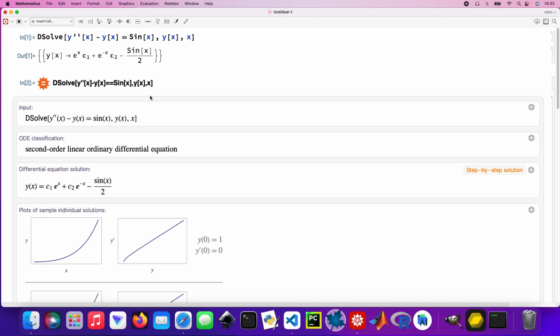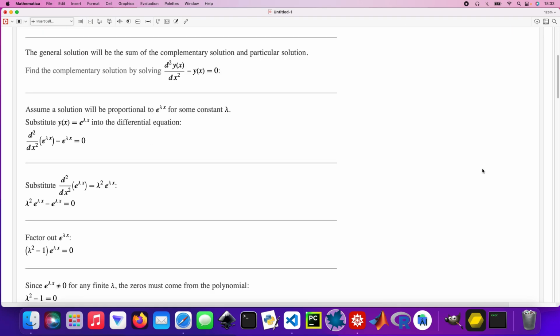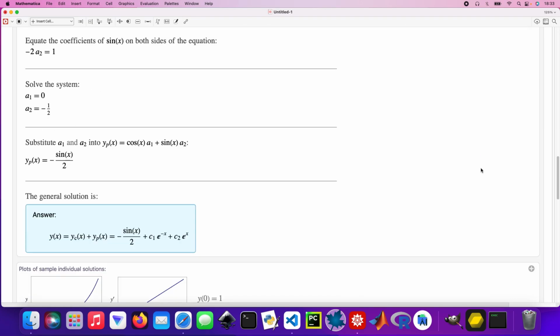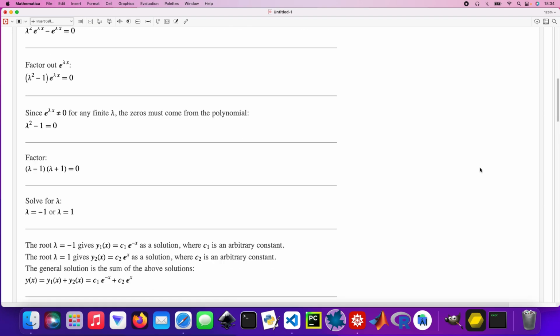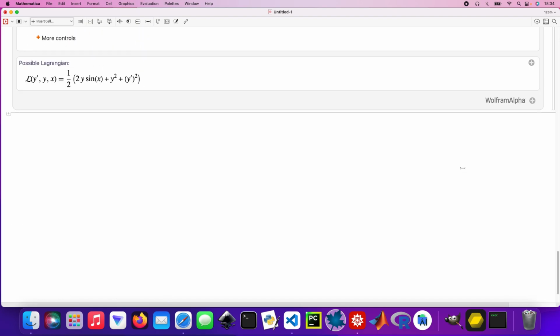Right. So that's the differential equation solution, and then that gives you the step-by-step guide. Okay, there we are. So this is the general solution. It shows you all the steps. Okay, cool. Let's crack on to the next one.